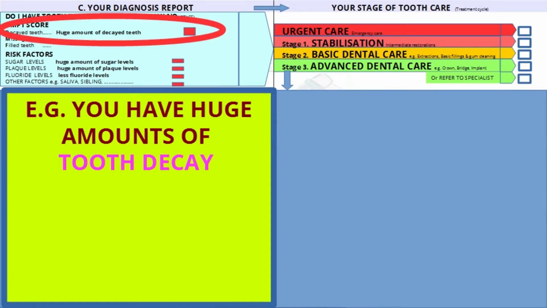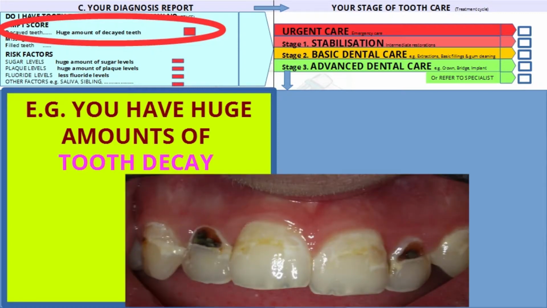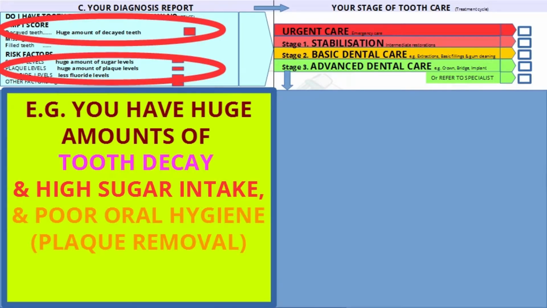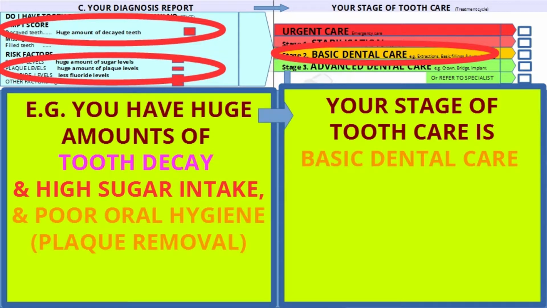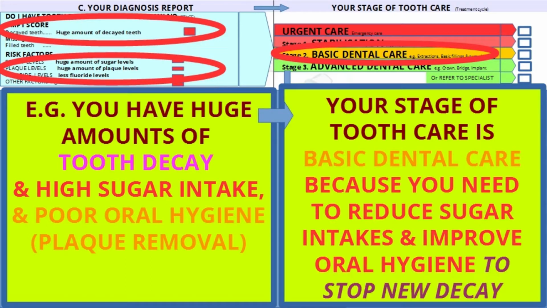For example, you have huge amounts of tooth decay, and high sugar intake, and poor oral hygiene, plaque removal. So, your stage of tooth care is basic dental care. Because you need to reduce sugar intakes and improve oral hygiene to stop new tooth decay.